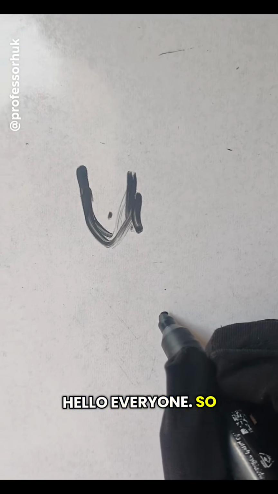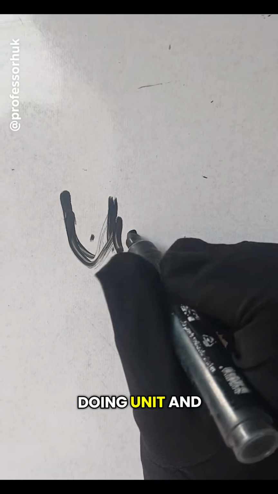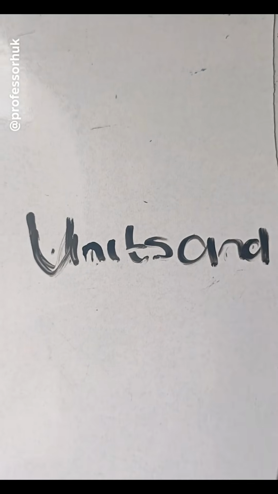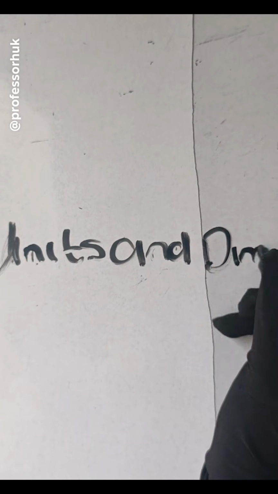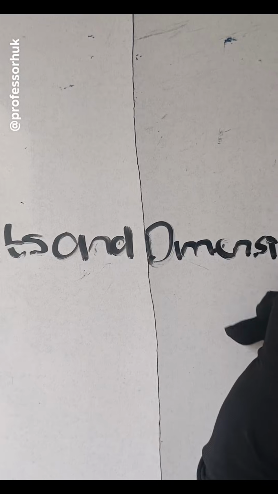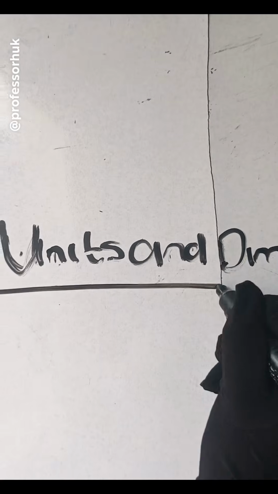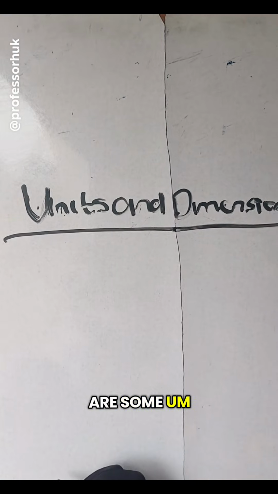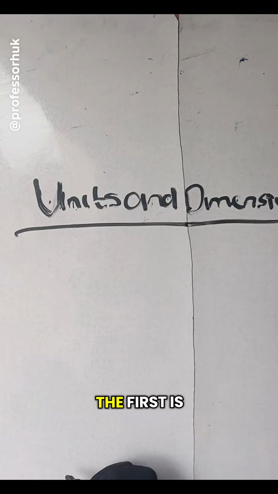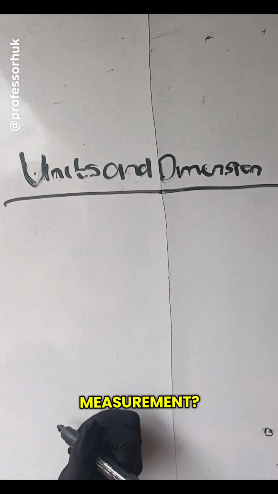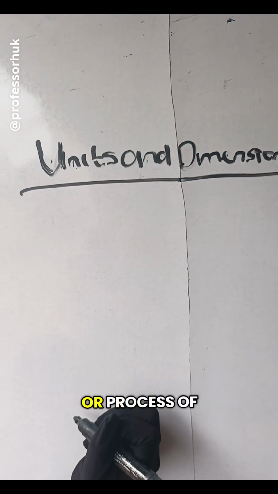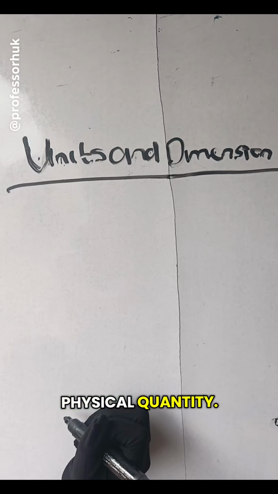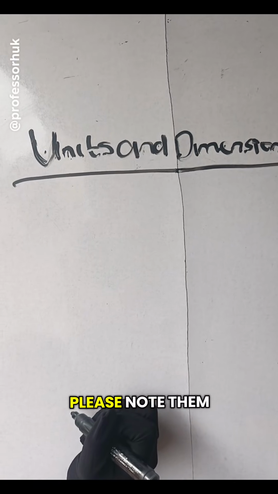Hello everyone. So today we are going to be doing units and dimension. Under units and dimension, there are some definitions that we need to know. The first is measurement. What is measurement? Measurement is the act or process of assigning size or value to a physical quantity. I'm not going to be writing this down, so please note them.